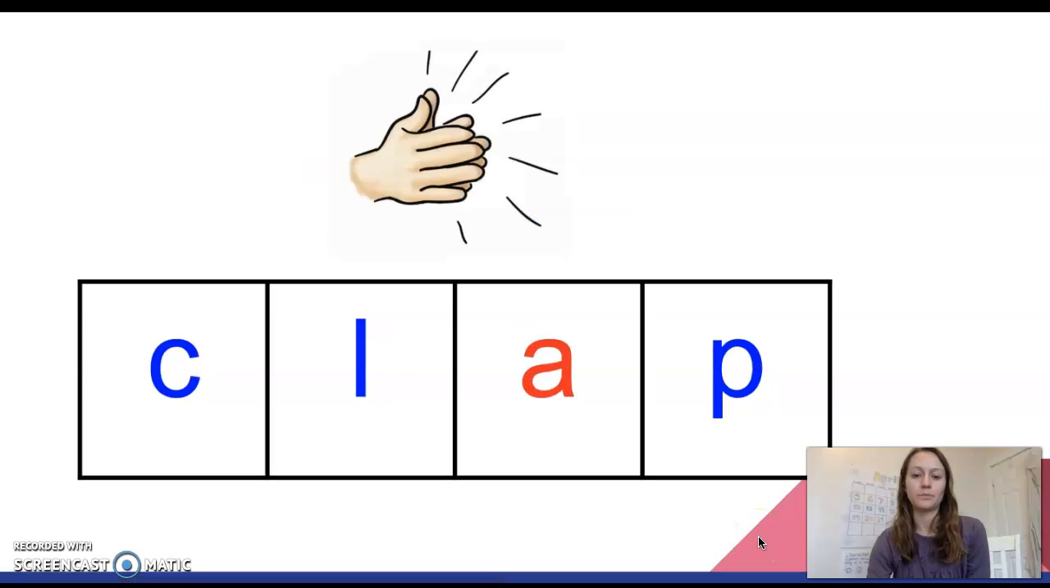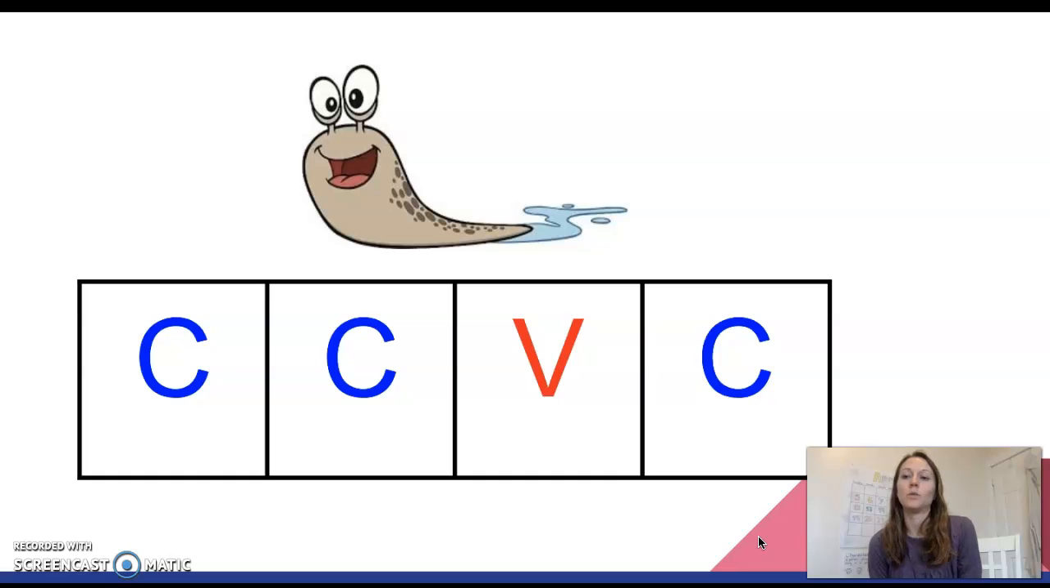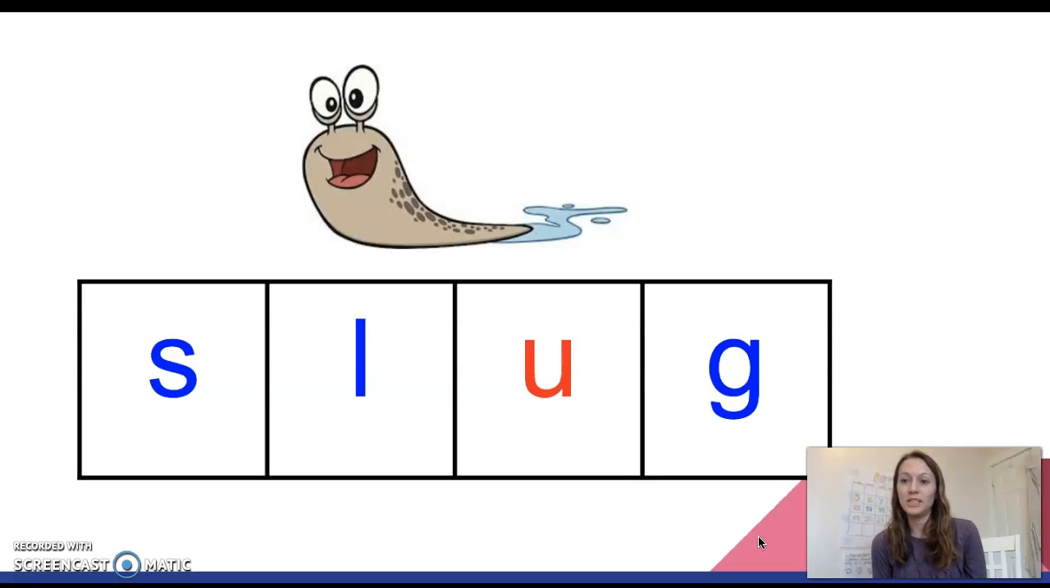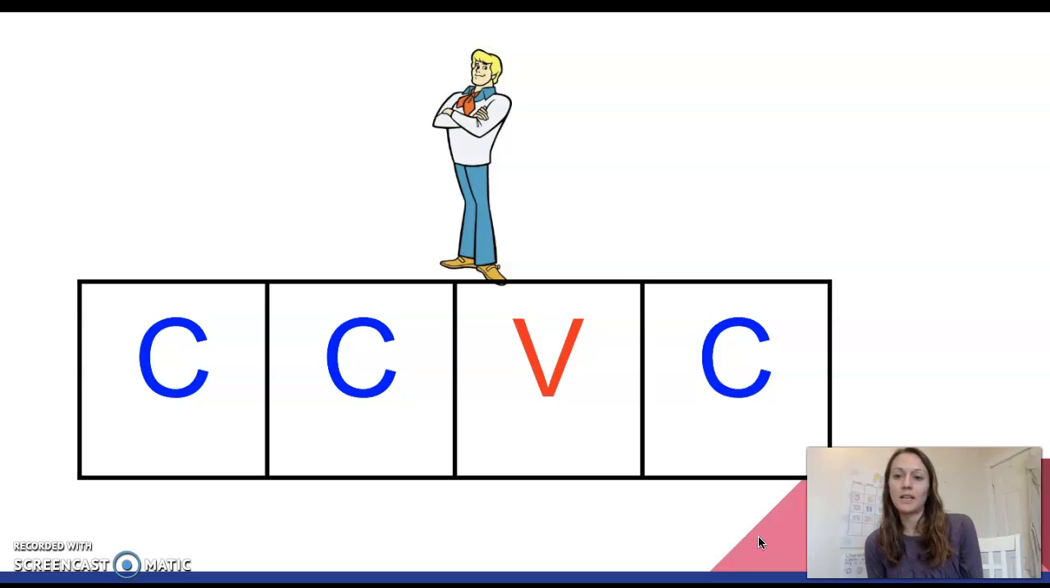Let's do another one. Our next word is the word slug. So let's say slug and then stretch out the sounds. Slug. S, l, u, g. Slug. What's our blend? S-L. What says u? What says g? G. Did you get S-L-U-G? Good job.